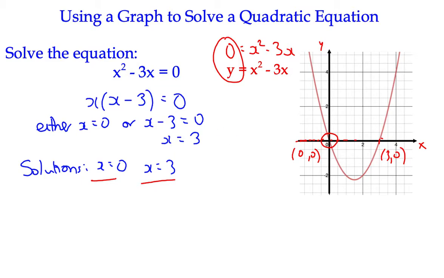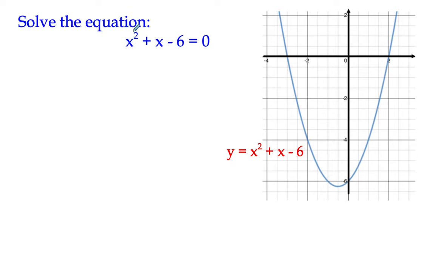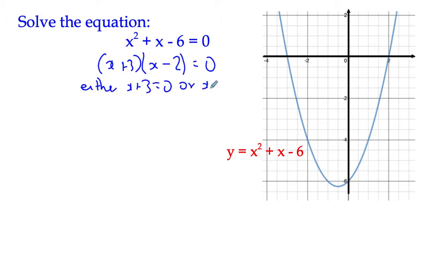Let's check another one here. Solve the equation x squared plus x minus 6 equals 0. We could do some trinomial factorizing. If you think you could, then you could factorize that, and you could end up with this. And you could say either x plus 3 equals 0 or x minus 2 equals 0, which would give us x equals negative 3 or x equals 2.